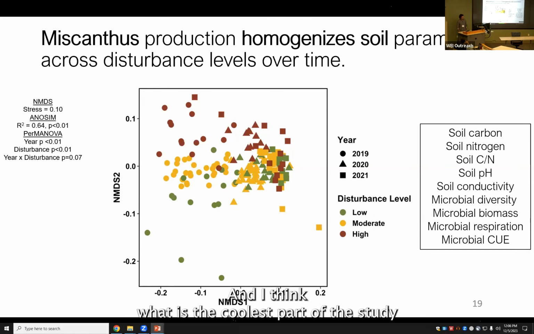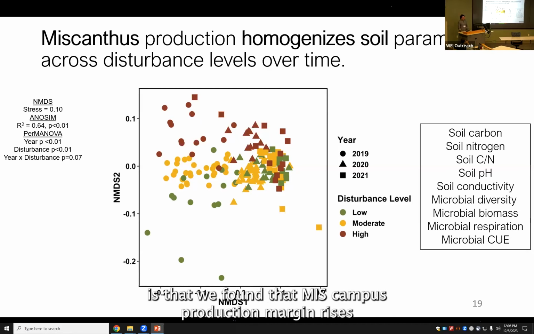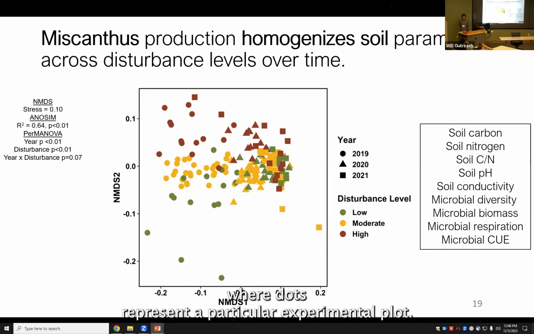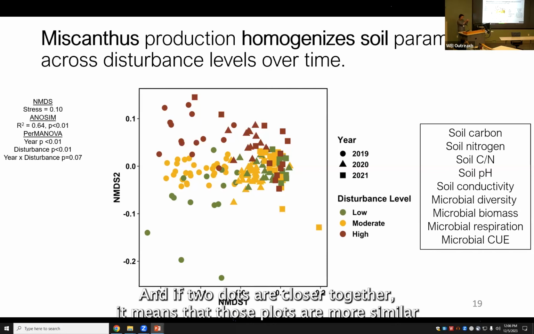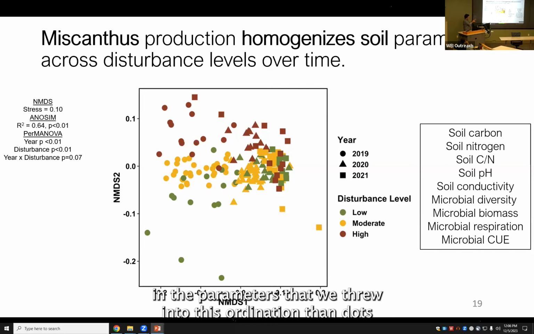And last, and I think what is the coolest part of this study, is that we found that Miscanthus production homogenizes soil parameters across disturbance levels over time. Okay, so allow me to calibrate you all to this figure. What you're looking at here is called an ordination, where dots represent a particular experimental plot. And if two dots are closer together, it means that those plots are more similar in the parameters that we threw into this ordination than dots that are further apart in this ordination space.